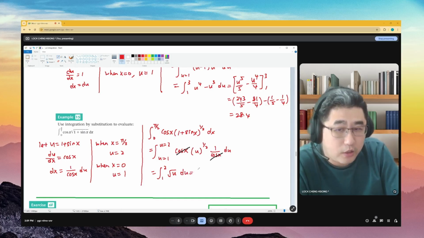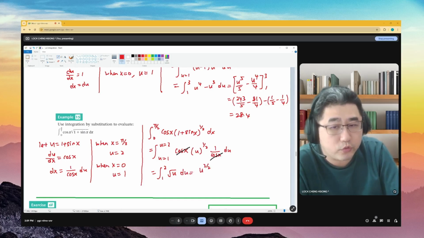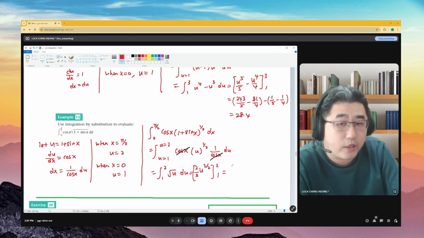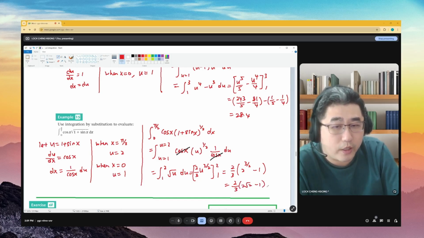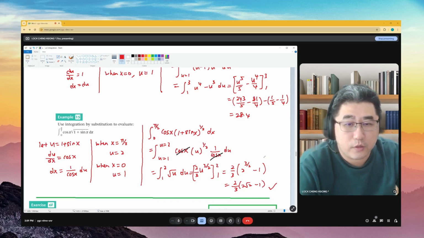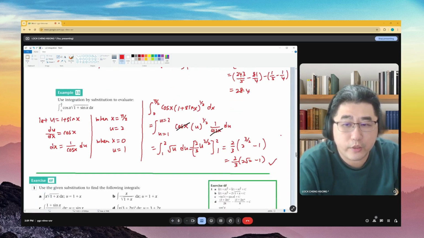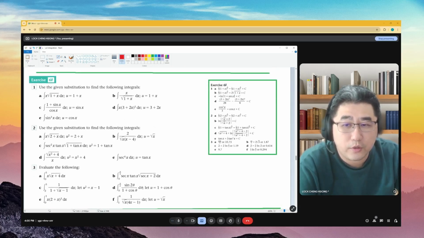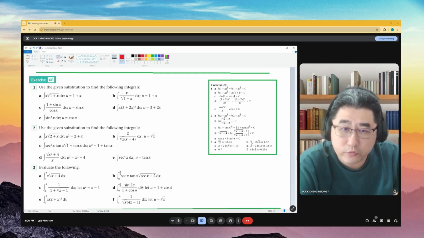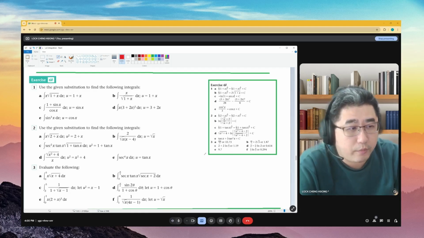Integrate it. So I have u to the power of 3 over 2 over 2 over 3, from 1 to 2. Substitute the numbers inside: 2 over 3 times (2 to the power of 3 over 2 minus 1). So you have 2 over 3 of (2 square root 2 minus 1) as your result. From here you have the substitution questions that you can do, so please take your time to do the questions first.